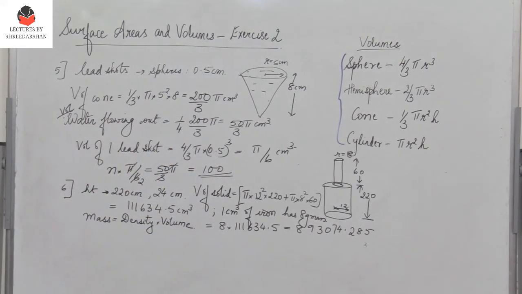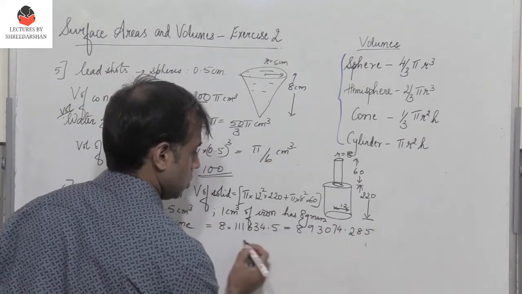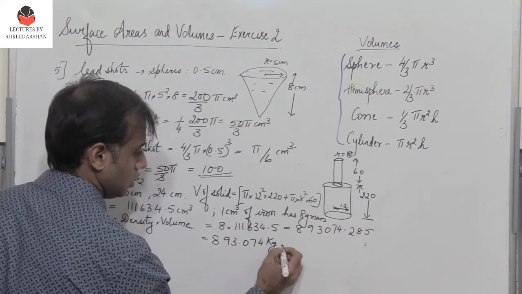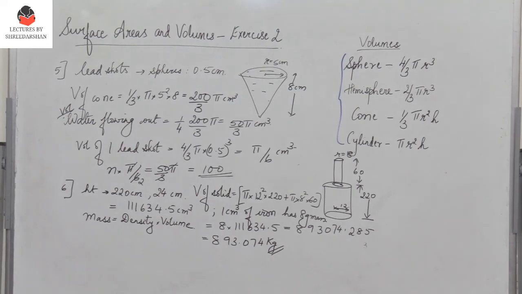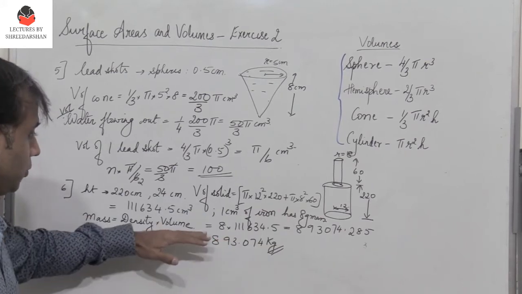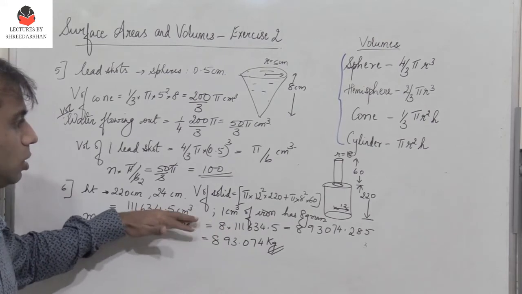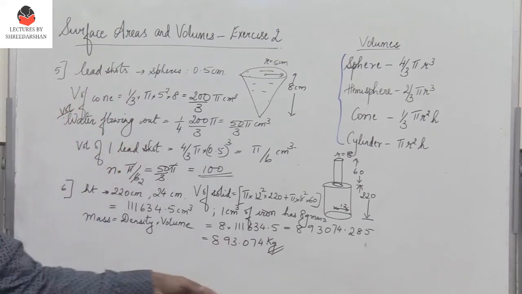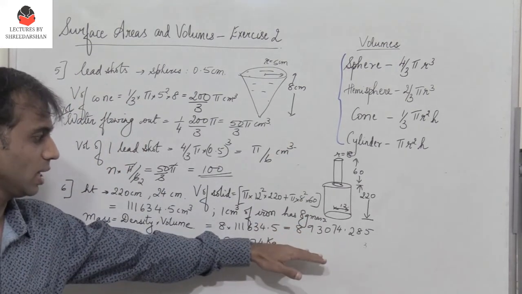Or if I divide this by 1000, I get 893.074 kgs, which is the approximate value. So 893 kgs is the approximate mass of the given solid which we have found out. This is how we can find it. The only difference here is that we need to find the mass, and the density has been given here. Therefore we need to multiply 8 with the total volume of the entire solid, and we'll be able to find the approximate mass of the given solid in kgs when I divide this by 1000.